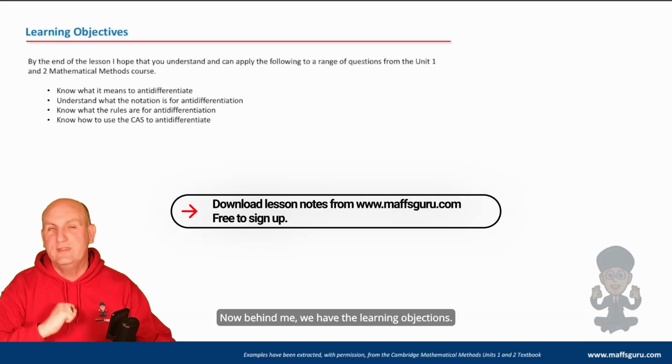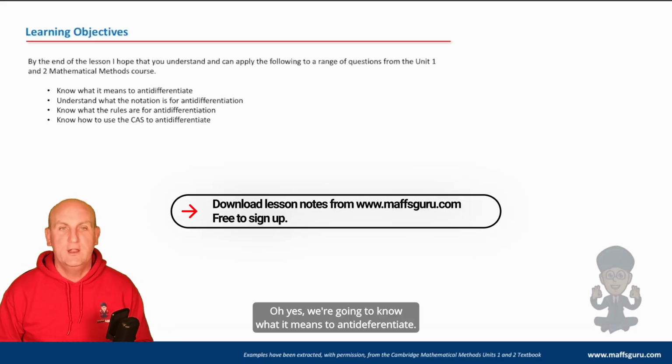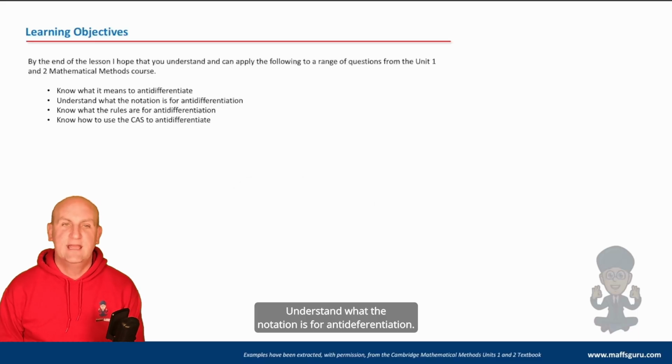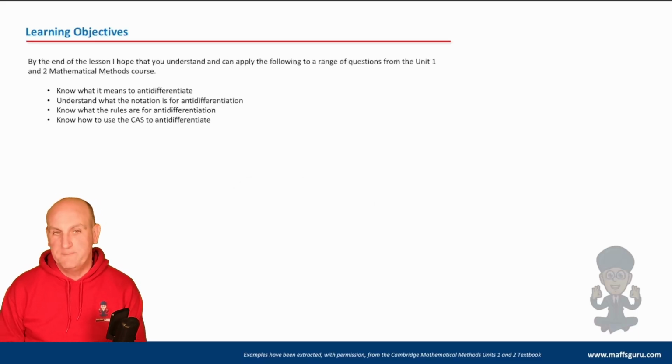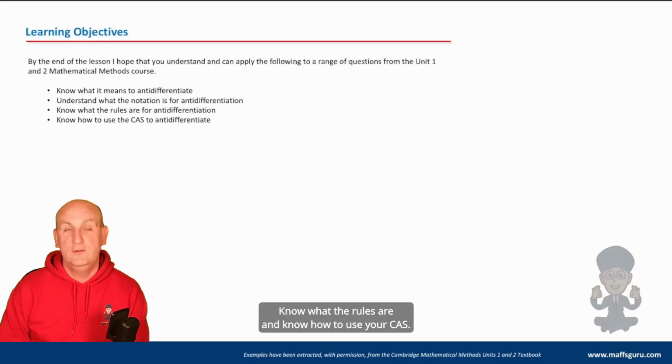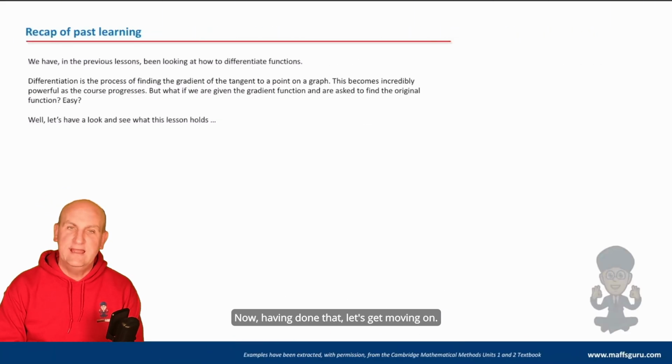Now, behind me we have the learning objectives. Oh yes, we're going to know what it means to antidifferentiate, understand what the notation is for antidifferentiation, know what the rules are, and know how to use your CAS. Now, having done that, let's get moving on.